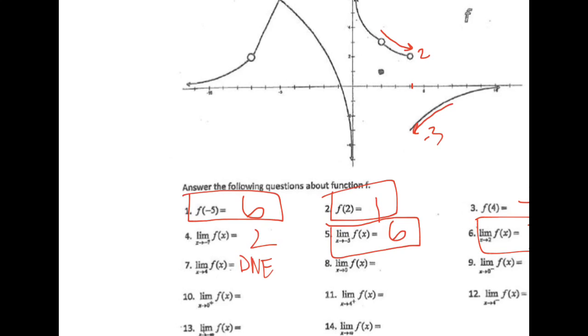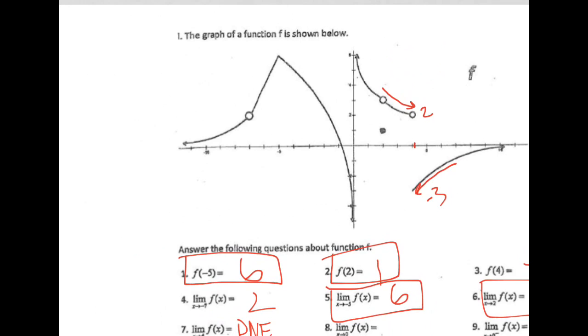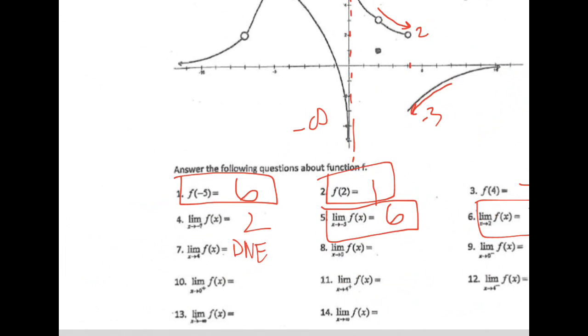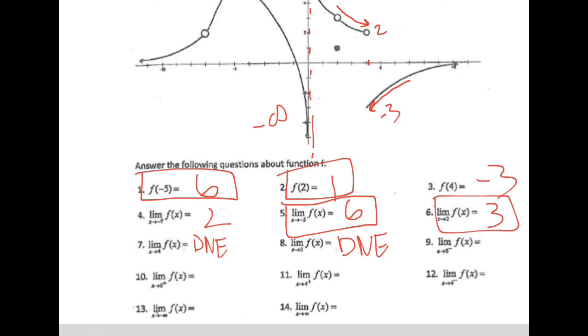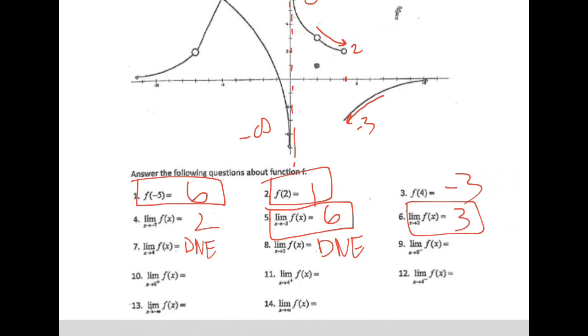8 says the limit as x approaches 0. Well, notice at x equals 0, we have a vertical asymptote. To the left, it's shooting off towards -infinity. To the right, it's shooting off towards +infinity. Different values, so that limit also does not exist. But we can answer this question. The left-handed limit, limit as x approaches 0 from the left, we've already identified as -infinity. From the right, +infinity, so again verifying that the limit as x approaches 0 does not exist.